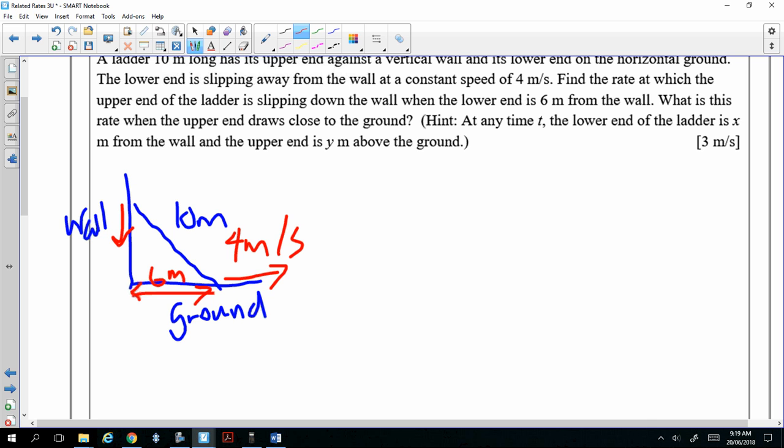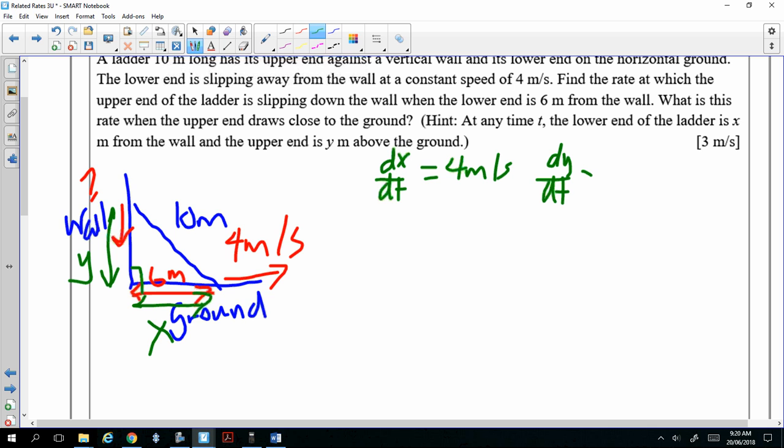Let the lower end of the ladder be x meters from the wall, the upper end y meters above the ground. So we're going to use some pronumerals. In this case, we represent this length by x, and this length by y. Okay, so basically, we're given dx/dt is 4 meters per second, and we're going to find dy/dt, isn't it? At what rate is it going downward? Rate of change of y, when x is 6. That's what we're given.